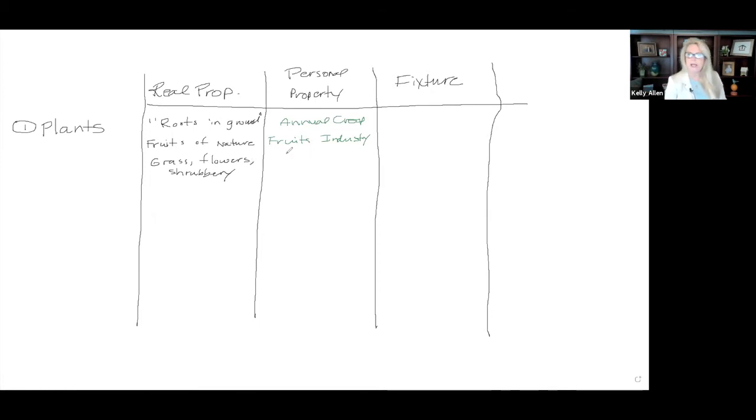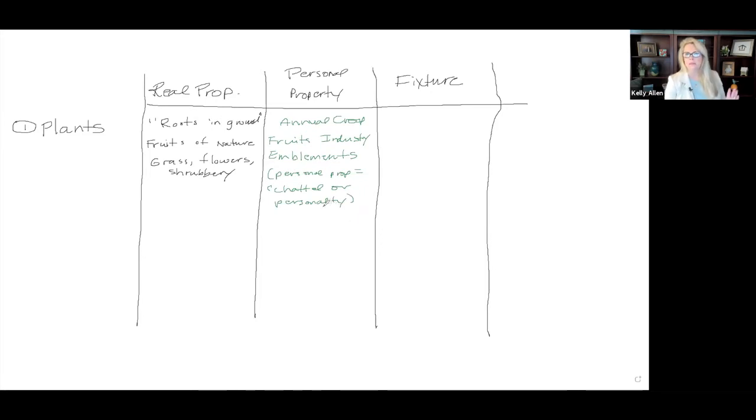Other words for personal property would be things like emblements when it comes to plants. So crops might also be called emblements. But as a side note, personal property may also be called chattel. That's a loaded word. Or personalty. Just a heads up about that.